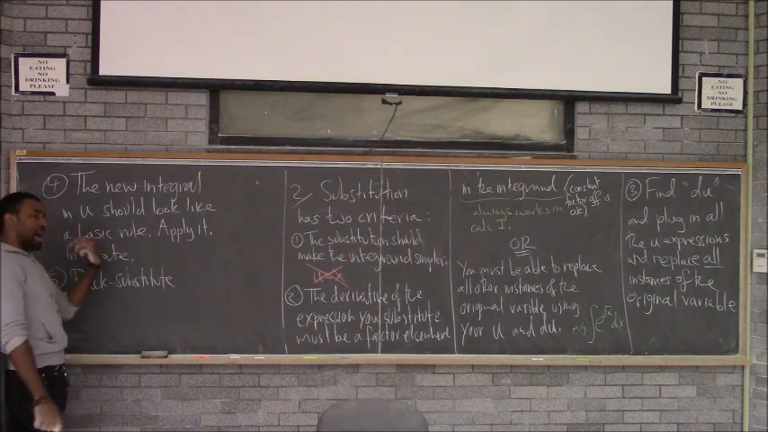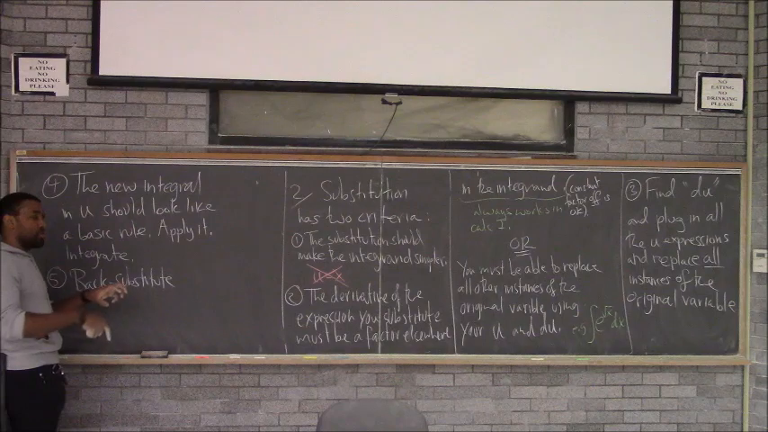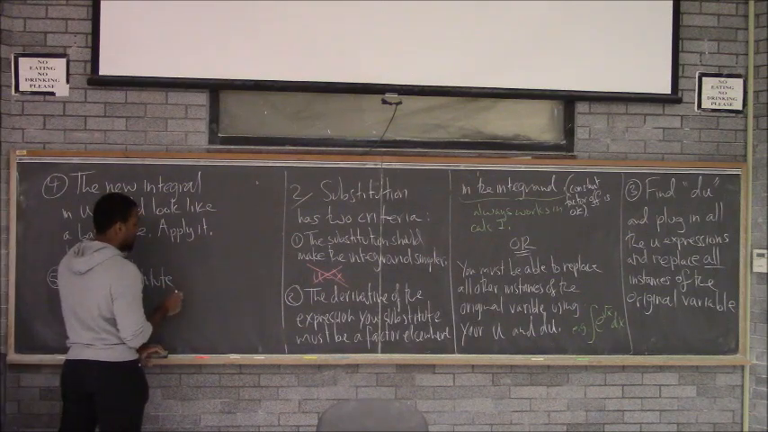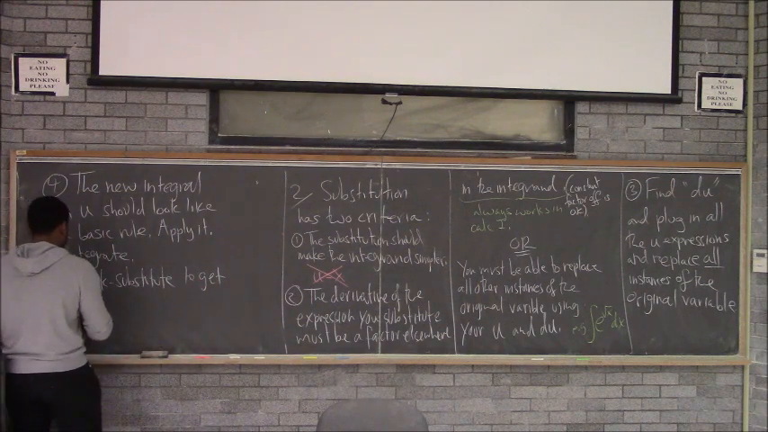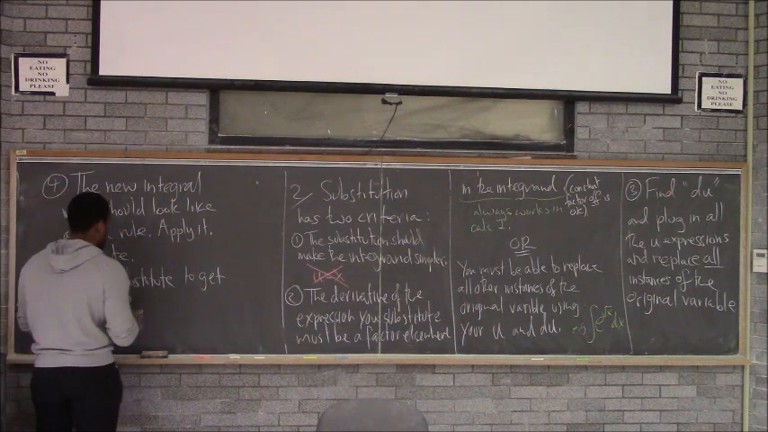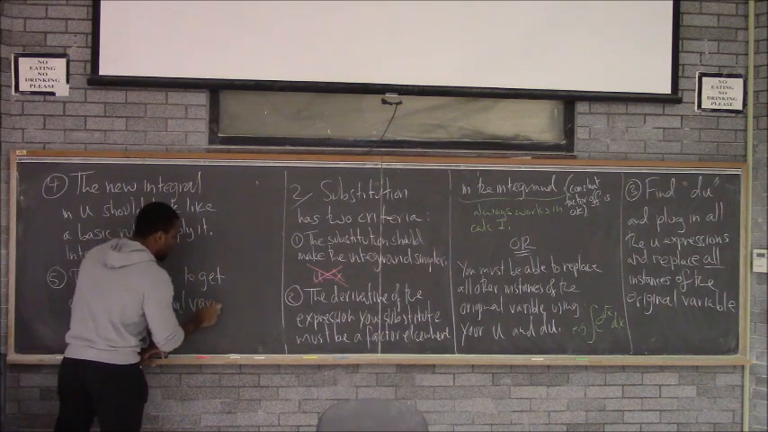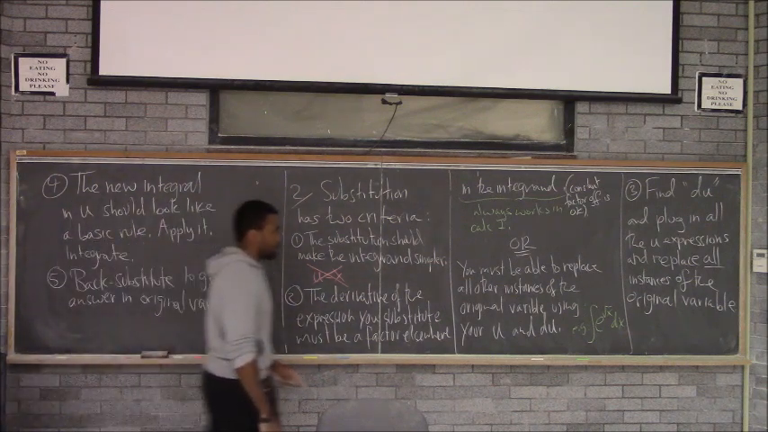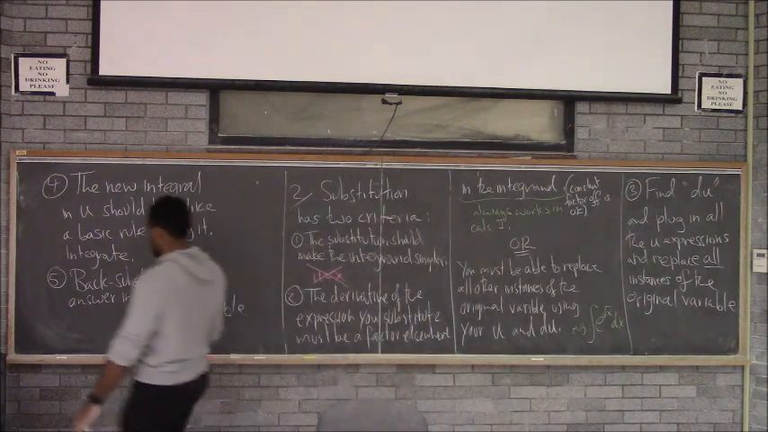So you're going to replace all the u's in your answer with the original expression that you originally took out, back substitute to get the answer in the original variable. Now, this step is optional if you have a definite integral, and I'll probably talk about that a little bit.